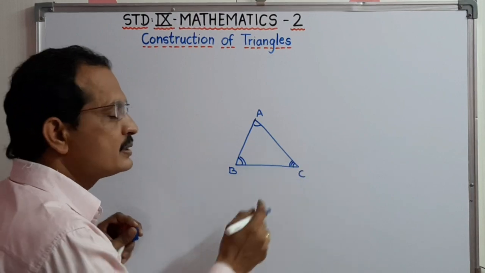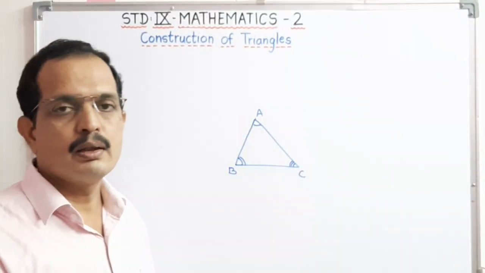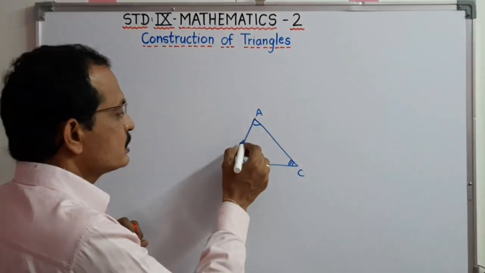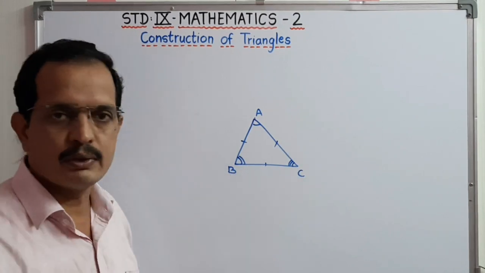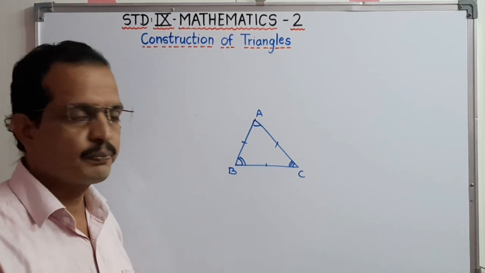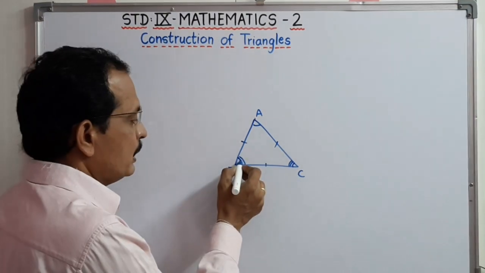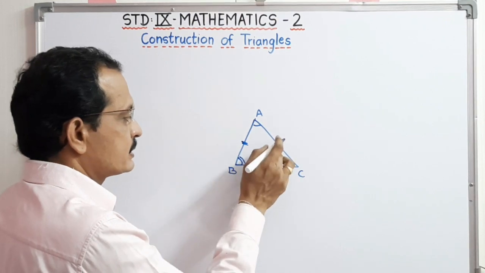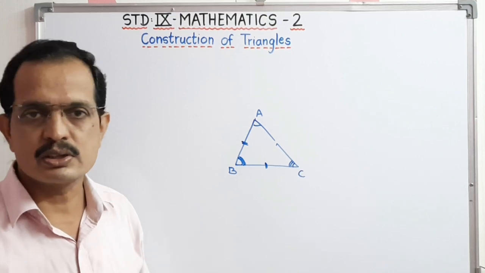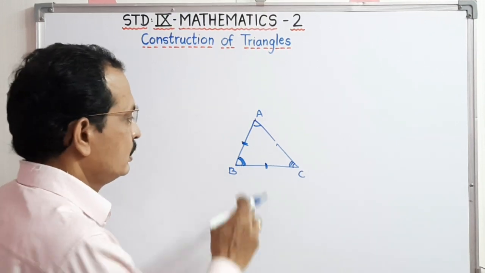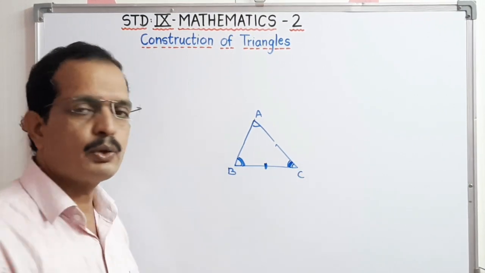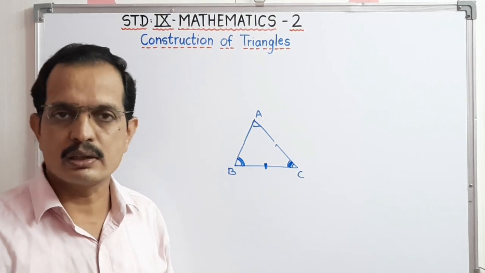Now, out of these 6 parts, if the measurements of some parts are given, then we can construct the triangle. Suppose the lengths of all 3 sides are given, then we can construct a triangle, that we learned in the previous standard. Or the lengths of 2 sides and the angle between those 2 sides are given, then also we can construct the triangle. Or 2 angles and the side between those 2 angles are given, then we can construct the triangle.